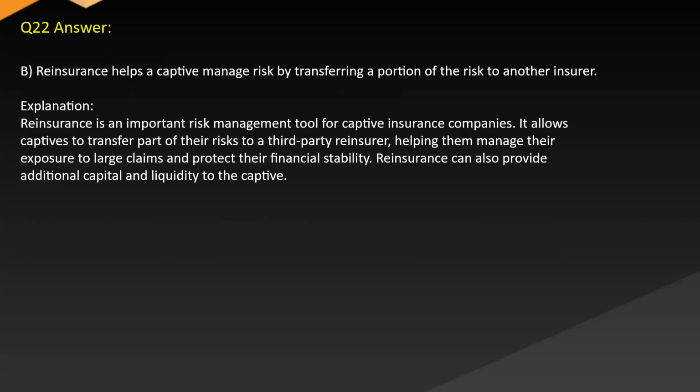Answer: B. Reinsurance helps a captive manage risk by transferring a portion of the risk to another insurer. Explanation: reinsurance is an important risk management tool for captive insurance companies. It allows captives to transfer part of their risks to a third-party reinsurer, helping them manage their exposure to large claims and protect their financial stability. Reinsurance can also provide additional capital and liquidity to the captive.